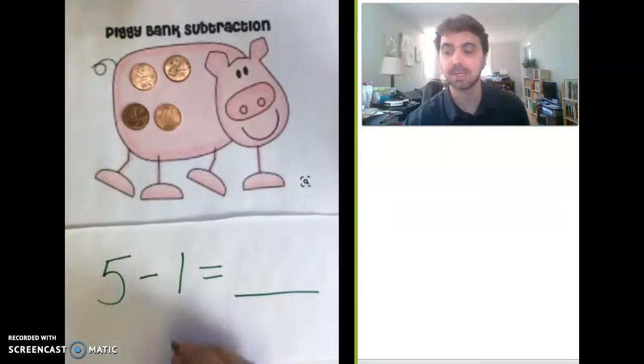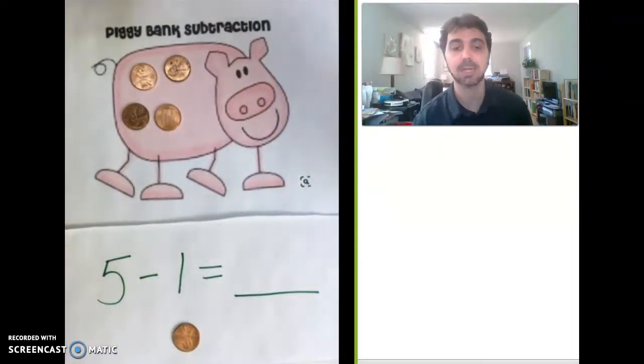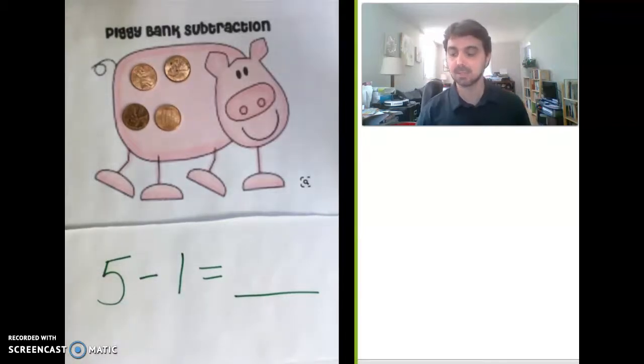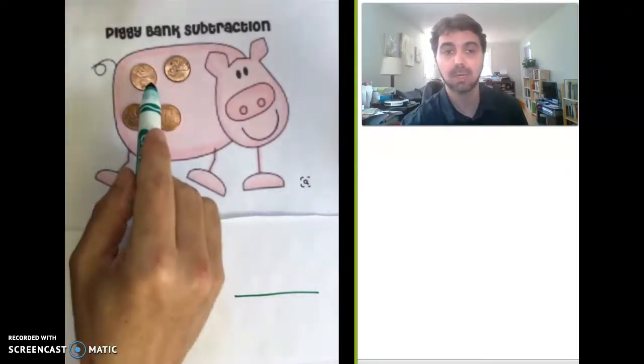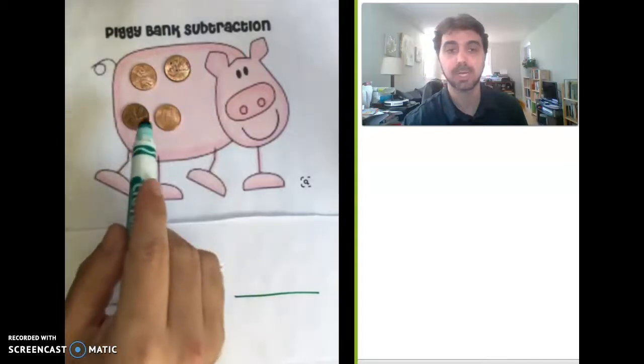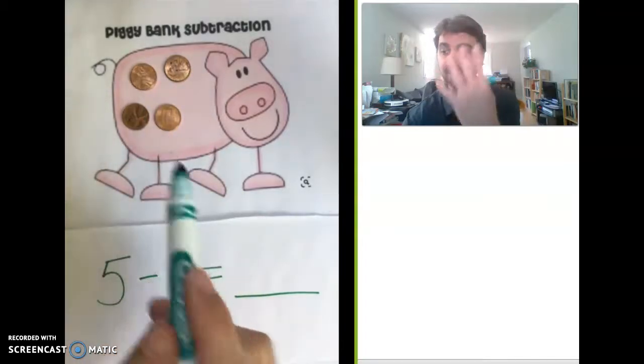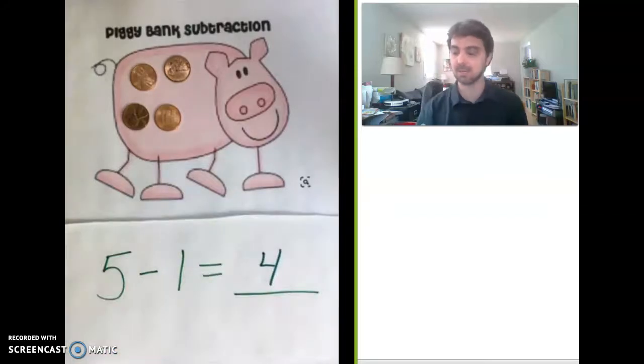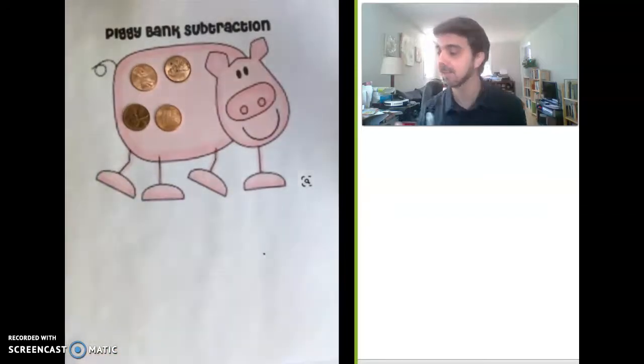I'm going to put it down here. So that penny is now not in the piggy bank anymore. Okay, I'm going to take it all the way away. So how many pennies do we have left? I had 5 pennies. I subtracted 1. It looks like we have, let's count, 1, 2, 3, 4. We have 4 pennies left. So I'm going to write down 4. All right, awesome. Let's try another one.